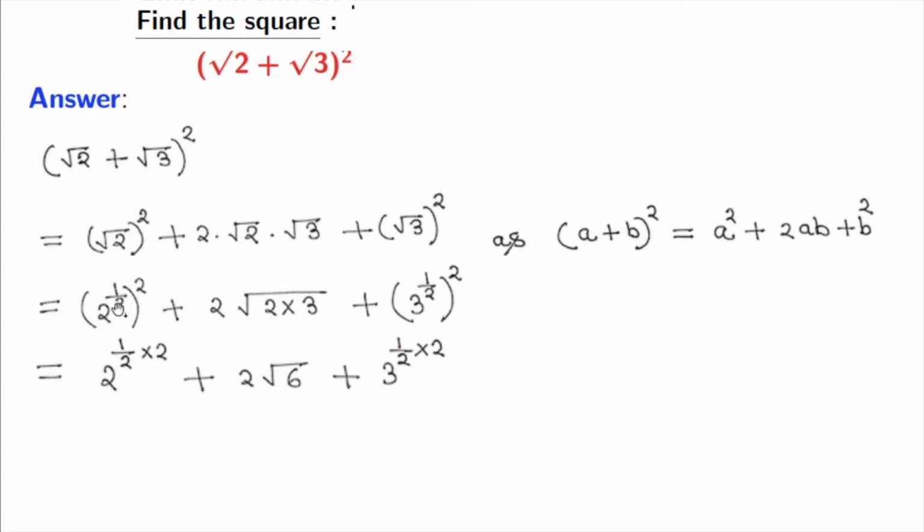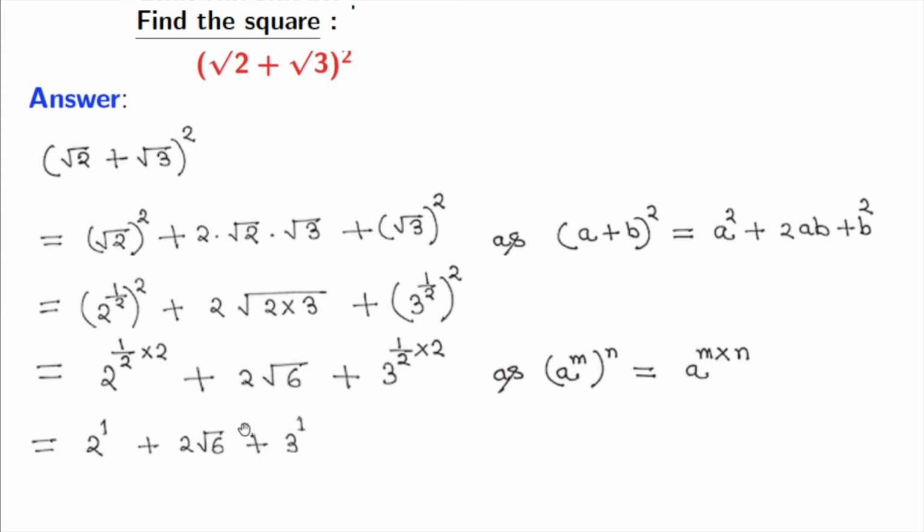Now we will write it again as 2 power half times 2 plus 2 root 6. Here we have multiplied 2 times 3, plus 3 power half times 2. As we know that a power m power n is equal to a power m times n. Here we have used this rule.